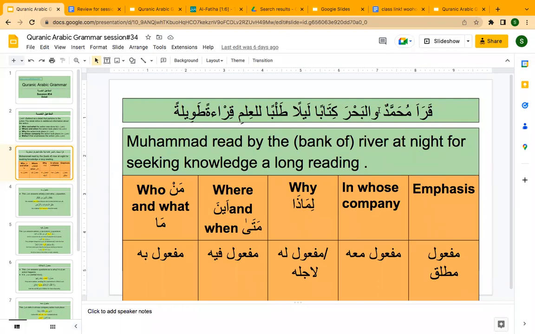Lil ilm is going to be connected to your talb. Lil ilm is al-jar wal-majroor, which is connected to talb. Did you notice that when talb was mentioned in the sentence, it was "for seeking knowledge"? So this is all connected to each other. Talban and lil ilm are connected to one another.